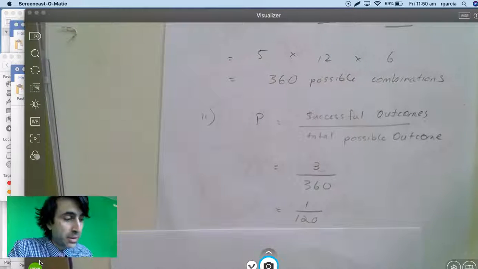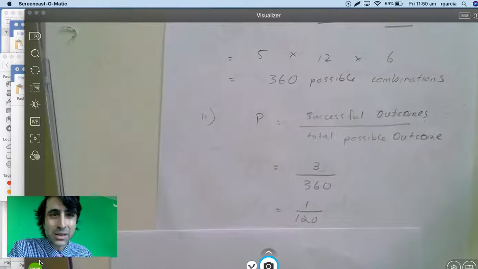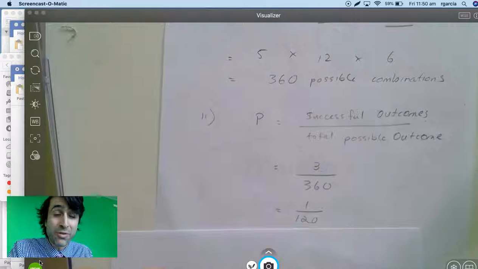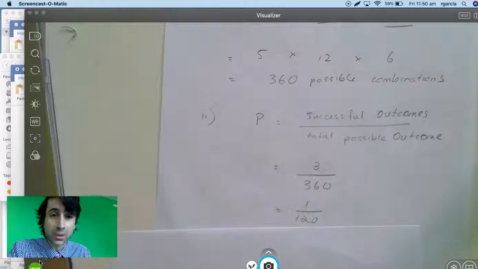So the fundamental counting principle is just how many outcomes can I do? And we do that by finding each individual event, the outcomes in each event, and multiplying them all together.